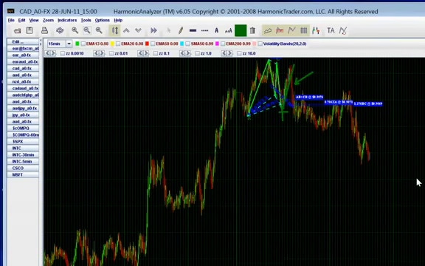That's the key. One, identifying the structures properly, and that's why the Harmonic Analyzer is the best harmonic trading software, period, because none of the other programs get the alignments right. And then having the proper expectation and understanding of how to handle the trade. That's the other side of it that most people miss.